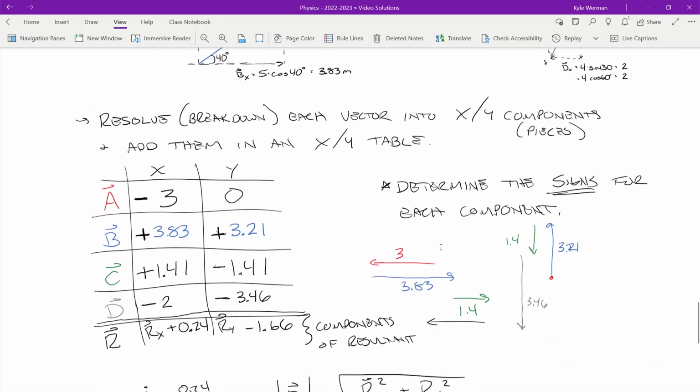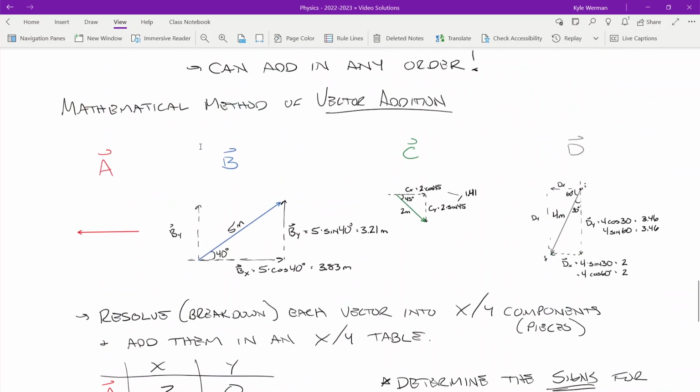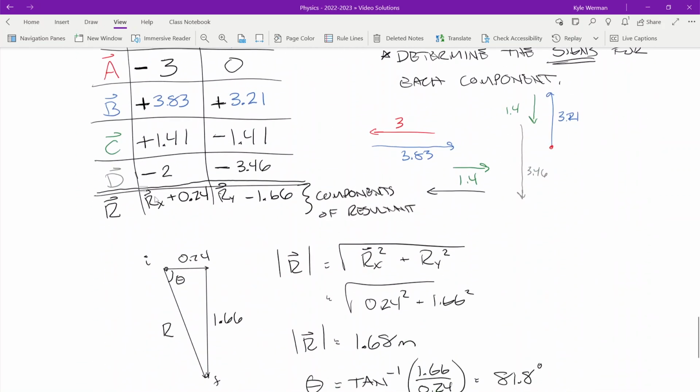So we've now broken each vector up, and technically if I'm looking only in the x, I'm going left 3, then right 3.83, then another right move 1.4, and then left again at negative 2. Right? In the y, I'm going 0, then up 3.2, then down 1.4, then down again. And if I do that mathematically, I just add up each column, and I would get a total to the right of 2.24, a total down of 1.66. These are what we call the components or the pieces of our answer. They are not the answer, though. They're just the 2 pieces. We've added 4 vectors, and we've now consolidated them into 2.